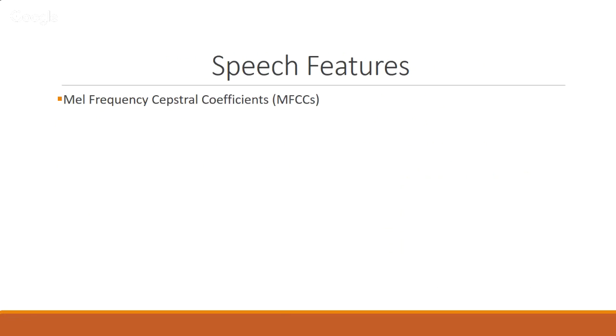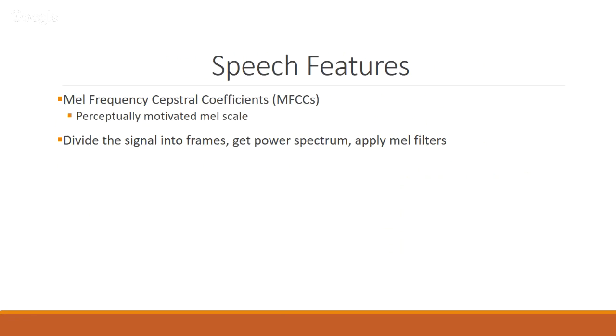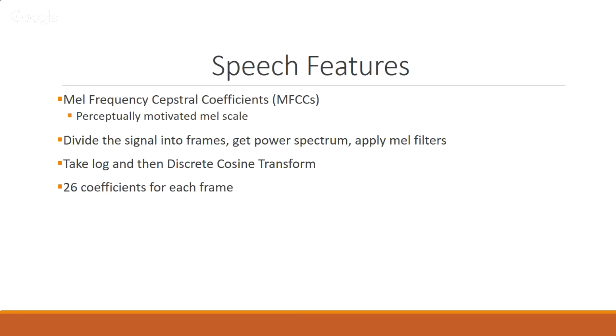This feature is called the MFCC, or the Mel Frequency Cepstral Coefficient. There were other features also proposed for speech recognition, but this was one of the standard ones. It's supposed to be perceptually motivated. Basically, you take the signal, divide it into frames, get the power spectrum, apply these Mel filters, which are specific filters, and then you do some other things. You take the log, you take the DCT, and so on.